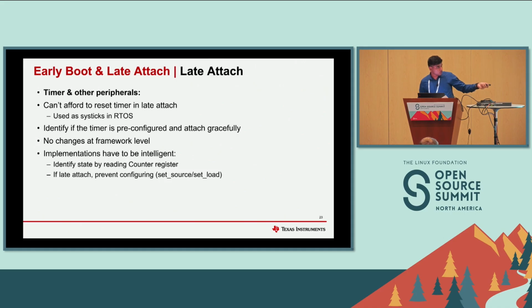This also has no changes at the framework level, but at the implementation level, you can identify the timer state by reading some counter register to see how many ticks it has counted. If you see a positive count, you know it is going into attach mode. So if it is late attach, you can prevent configuring the clock source. Basically, you don't assign a clock source to the timer because it is already running, and you don't give it a counter load value. These are the common ones, but you need to be careful about other peripherals that your remote processor uses as well.